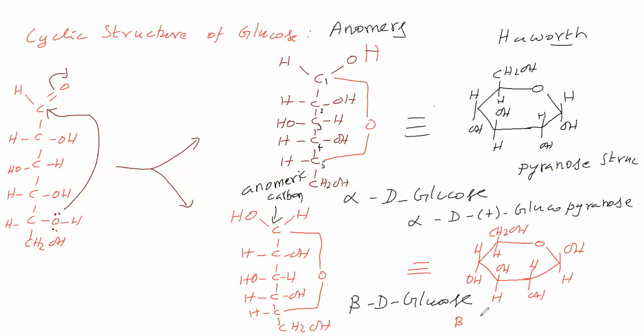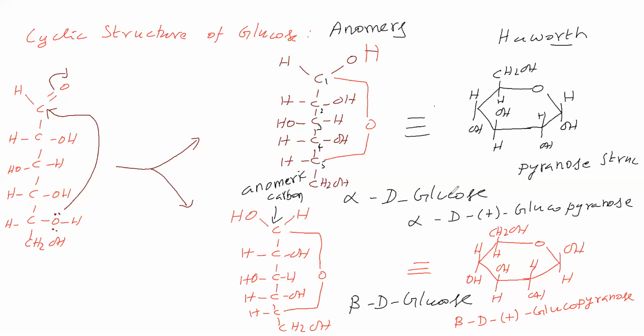For alpha-D-(+) and beta-D-(+), what is the difference? Only one: the anomeric carbon OH group is on the right side for alpha, and on the left side for beta. This is the only difference; the rest remains the same.